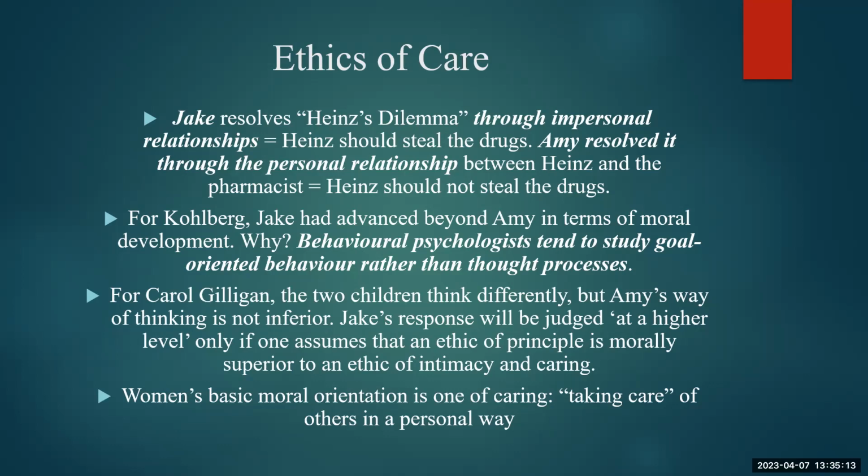And the reason why it looks the way it does is because Kohlberg was simply not reading the information correctly. Carol Gilligan said, no, the 2 children think very differently. Amy's way is simply different. It's not inferior, it's just different. And Jake's responses are looked at as somehow at a higher level because there's not the same interest in the personal relationships. It's goal-oriented. And somehow the moral orientation that we should instead be thinking about is not the one about goals, but one about caring, interpersonal relationships, taking care of others in personal ways.